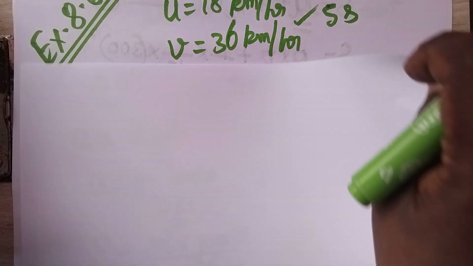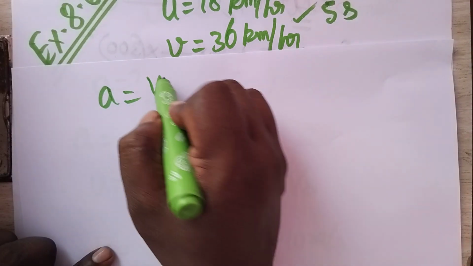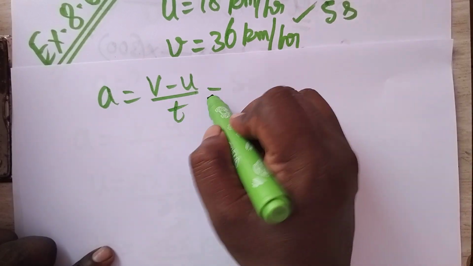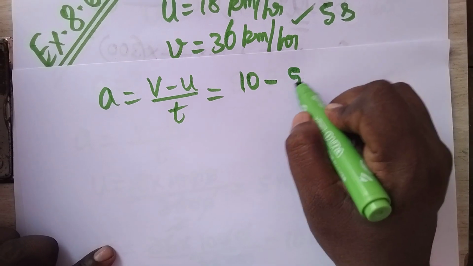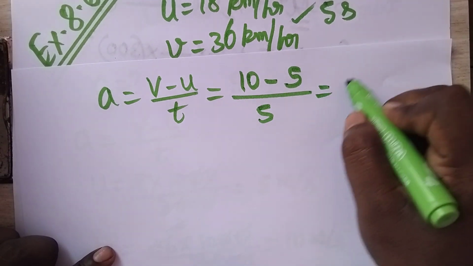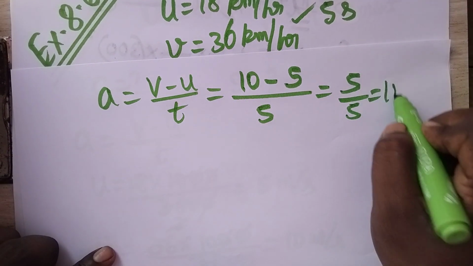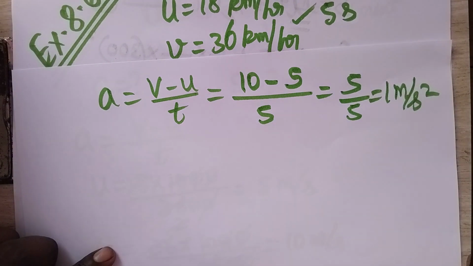First we will calculate acceleration. Acceleration is equal to V minus U divided by T. V is how much? It's 10 in SI unit. U is how much? 5. This is going to be 5. So 5 by 5, 1 meter per second square as acceleration.